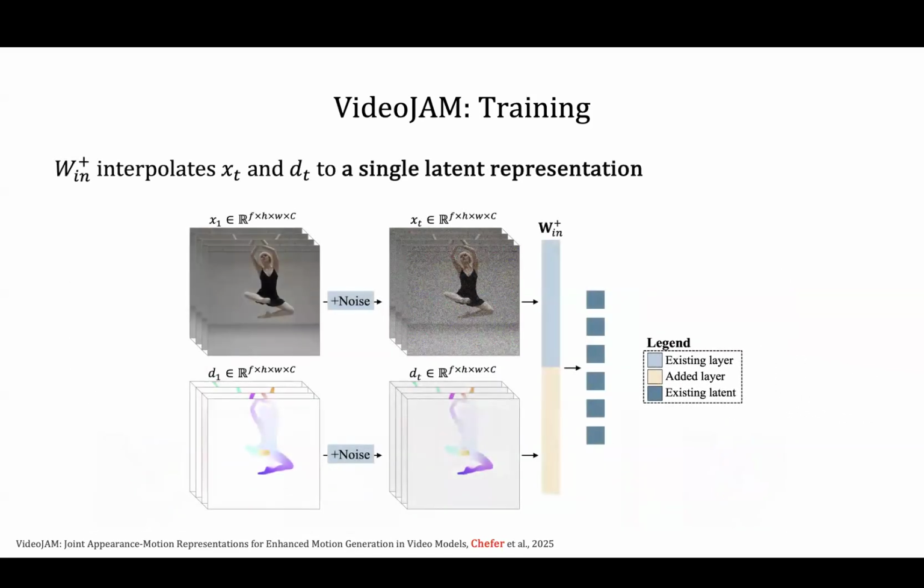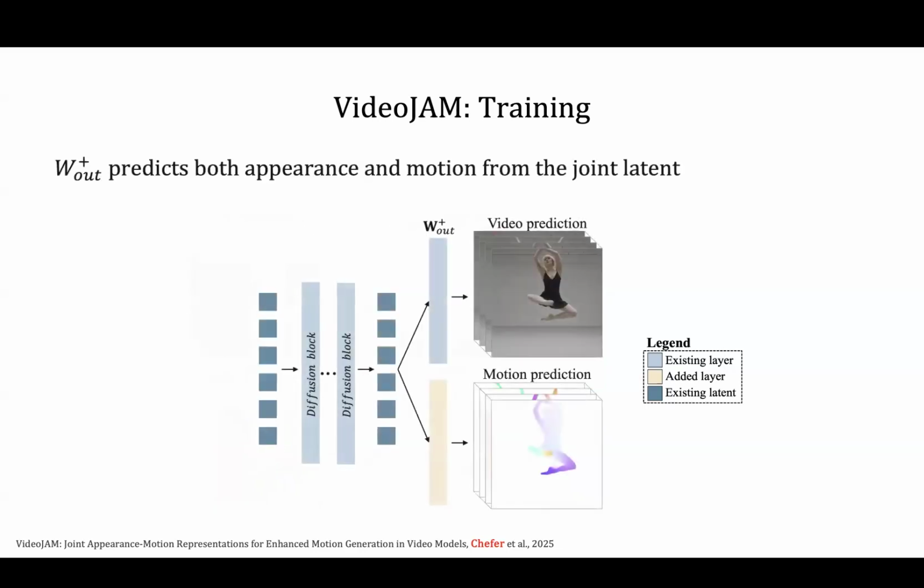So the way that we construct VideoJam is by adding two linear layers. That's it, only two linear layers. The first one is in the entrance to the model. So we have this linear layer that converts our noisy video into a latent representation. We'll just extend this linear layer with additional rows. So now this additional matrix combines linearly this appearance signal with this motion signal. And I will have a latent representation that is a linear combination between the representation of the appearance and the representation of the motion. Okay? So this is the latent representation that the model works with.